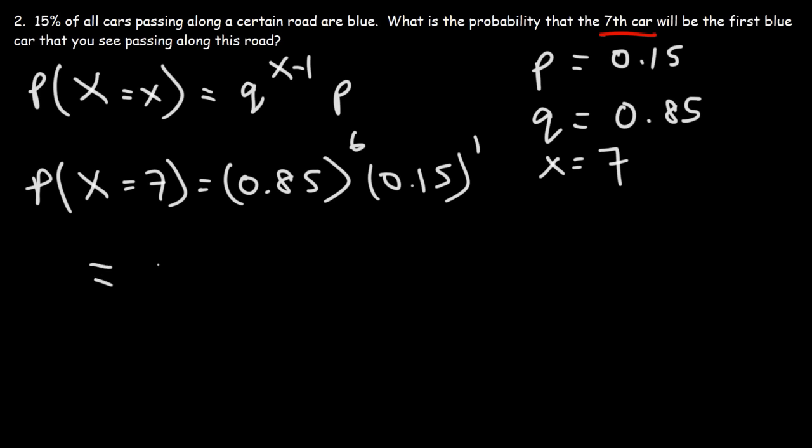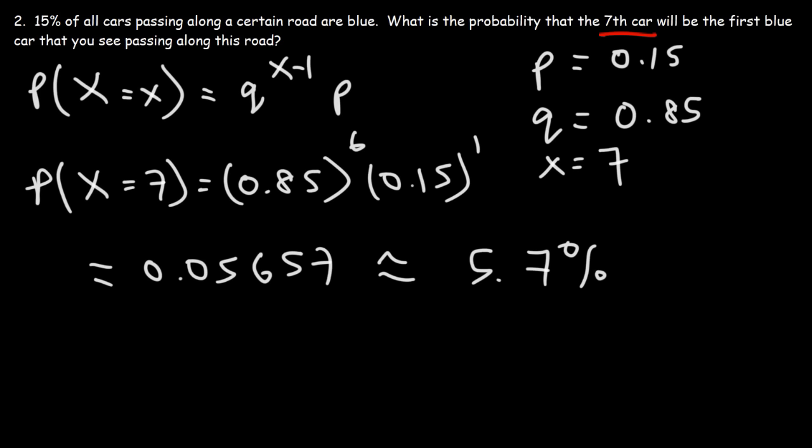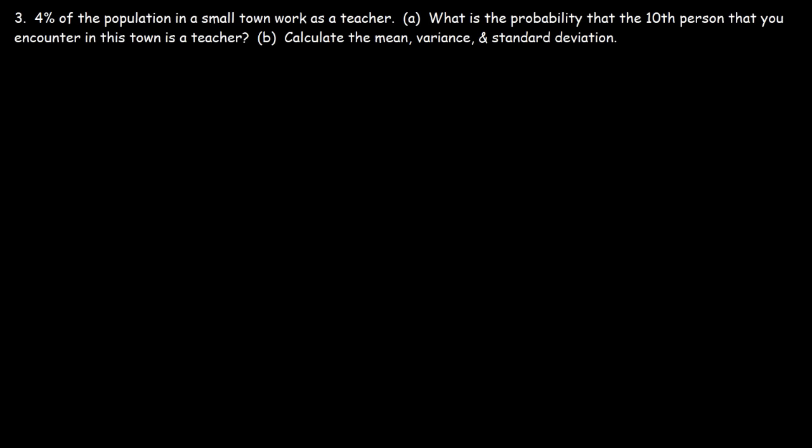And this is equal to 0.05657. So there's approximately a 5.7% chance of seeing a blue car as the 7th vehicle. There we go. Number 3.